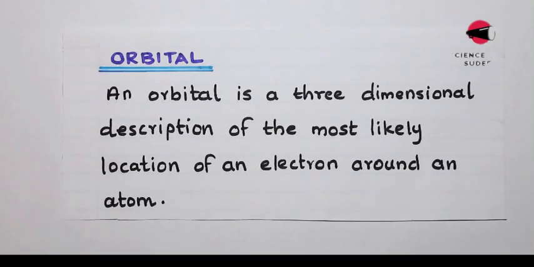To understand the concept of electron configuration better, let's have a quick look at orbital. What is an orbital? Orbital is a space around an atom where you can most probably see an electron. An orbital is a three-dimensional description of the most likely location of an electron around an atom. So to find the location of an electron, we have to consider orbital. Orbital is a space.